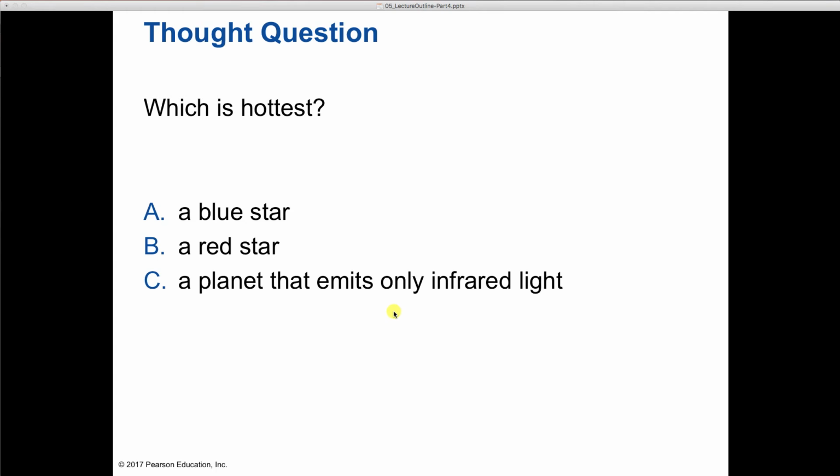So which star is hotter? A blue star, a red star, or a planet that emits only infrared light? Well, you would think that probably a star is hotter than a planet. Usually, that's probably the case, unless it's a very odd planet. But which star then is hotter, a blue or a red? Remember, it's the blue star that's actually the hotter star. Blue, and it's kind of backwards.